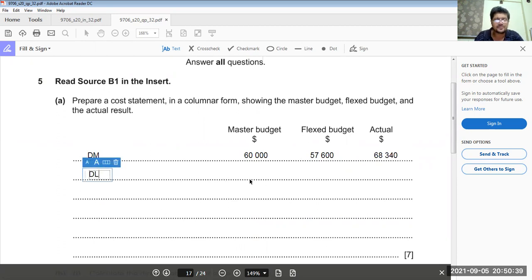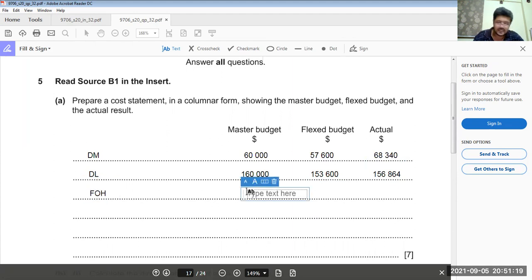Direct labor, DL. Direct labor is for 2,500 units multiplied by 64. So it is 160,000 master budget. Okay, what about a flex budget? Flex budget is based on your activity level. Activity is for 2,400 units multiplied by 64. So it should be 153,600. The actual result is 156,864. Okay. Now, fixed overhead, FOH.